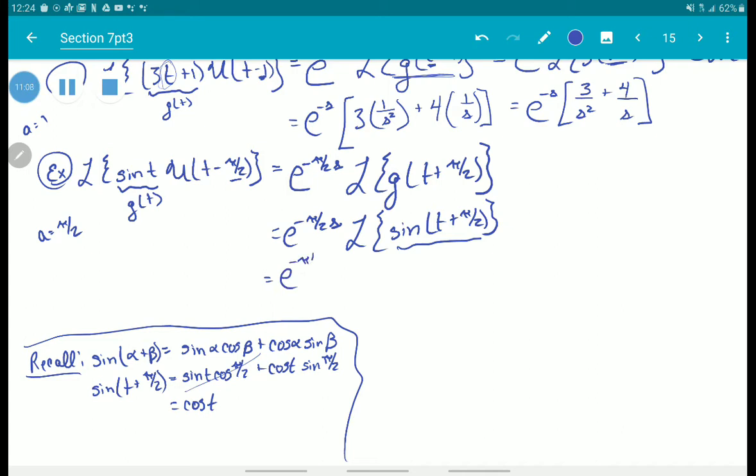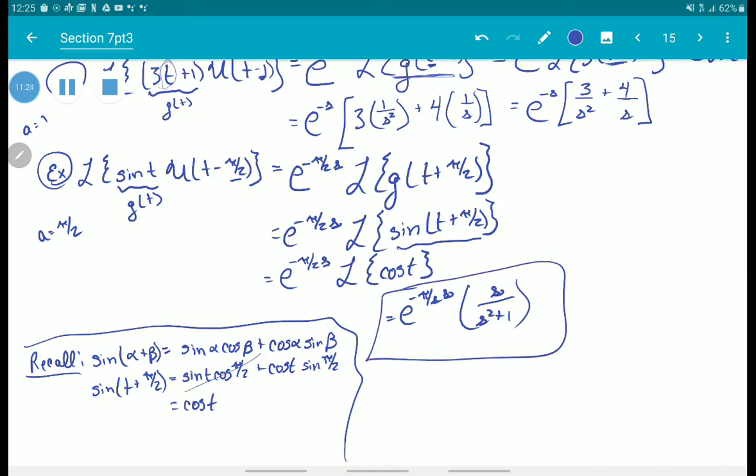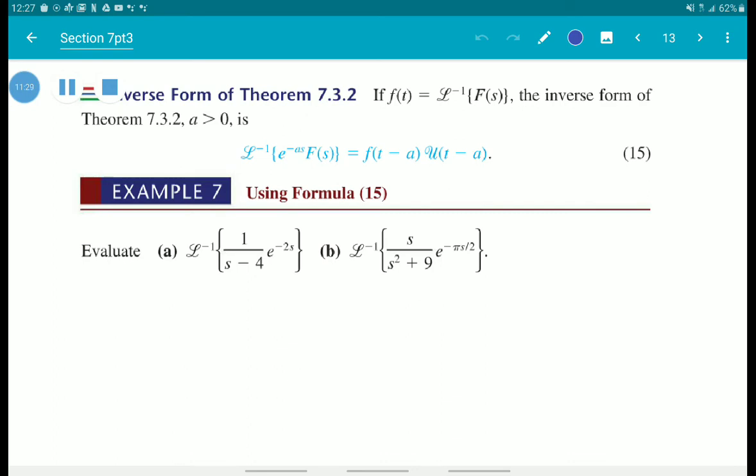So rewriting, that's really the Laplace of cosine of t. And we know the Laplace of cosine of t is s over s squared plus 1. So there's our final answer. So we can take the Laplace of something that's in terms of unit step, but now we need to be able to go backwards. So let's talk about the inverse Laplace.